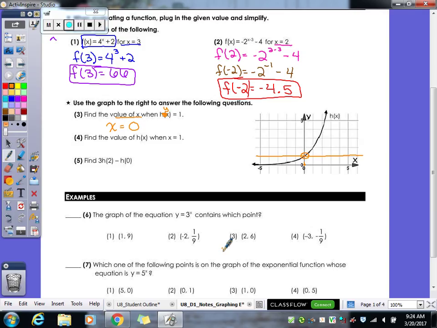Second one, find the value of h of x when x is 1. So again, think to yourself, they're telling you to find the value of y when your x is 1. So let's go to where x is 1. Where's our graph? 2.